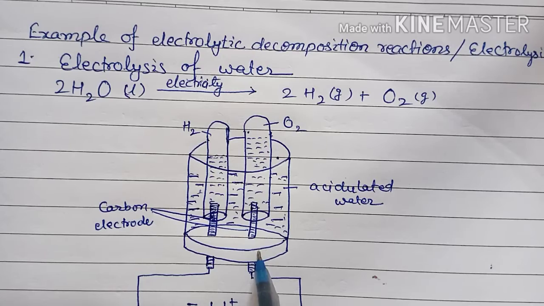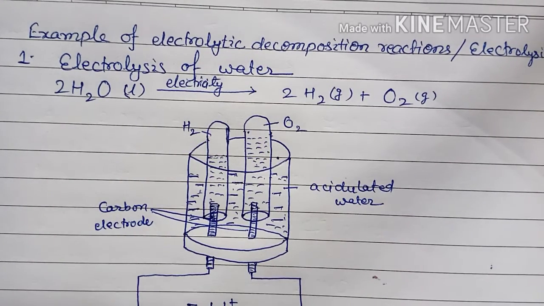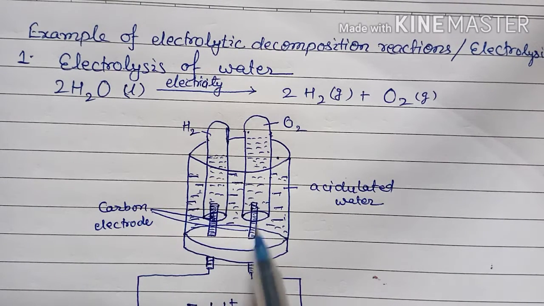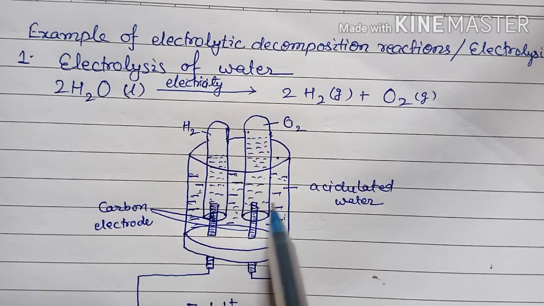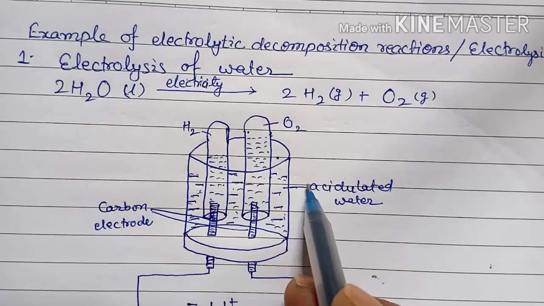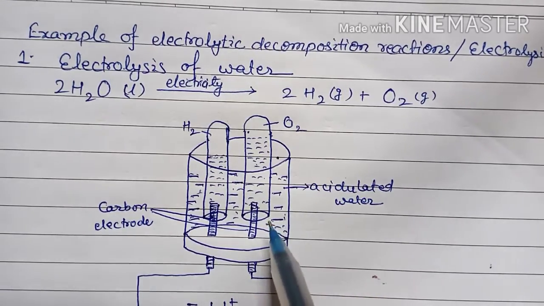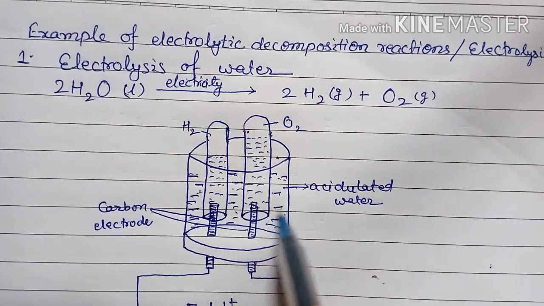These electrodes should be connected to a 6-volt battery. This is a 6-volt battery, and the plastic mug acts as a voltameter. Fill the mug nearly half with water and add a few drops of dilute sulfuric acid so that it will become a good conductor. We know that pure water is a bad conductor of electricity. To make it a good conductor, we put a few drops of dilute sulfuric acid.